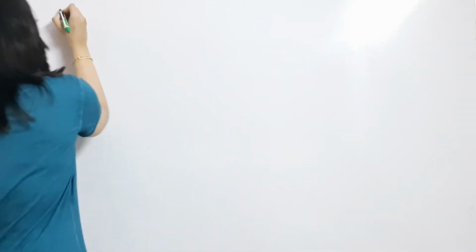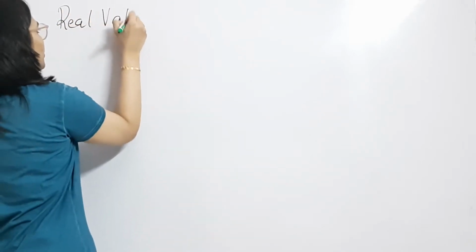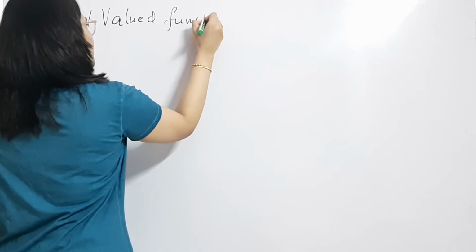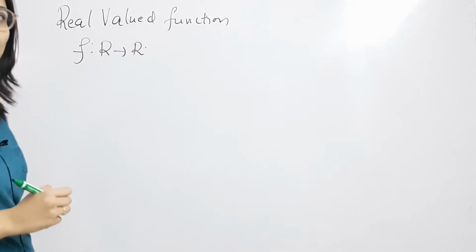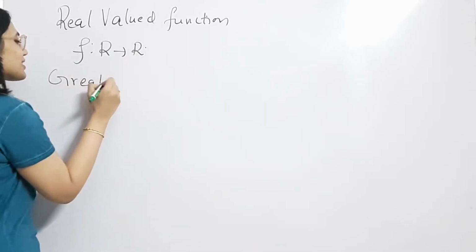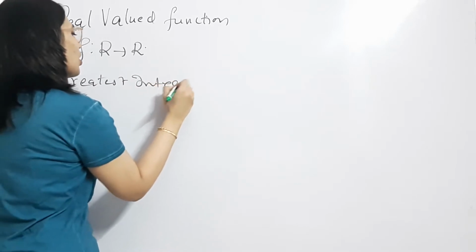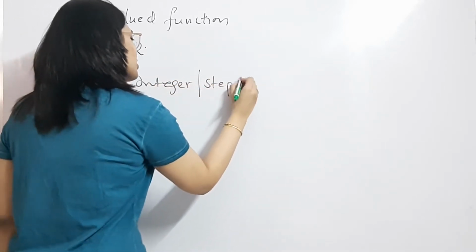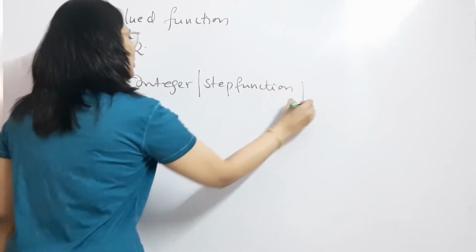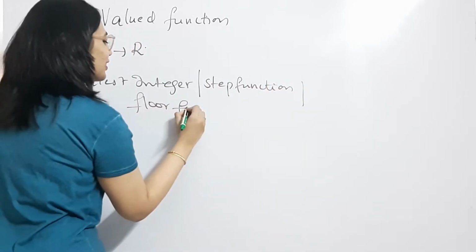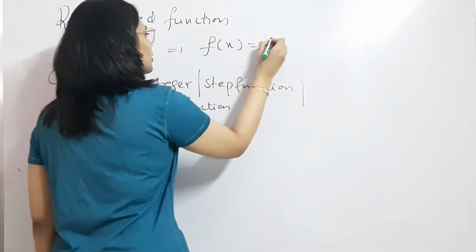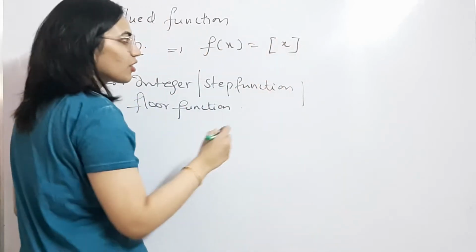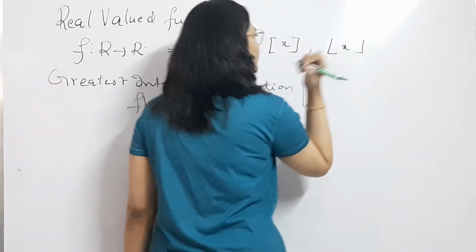So what is the greatest integer function? The greatest integer function can be defined as a real valued function, that is, a function defined from R to R. The greatest integer function, or step function, or also called the floor function, can be defined as f of x is equal to step of x, or you can also write this as this.